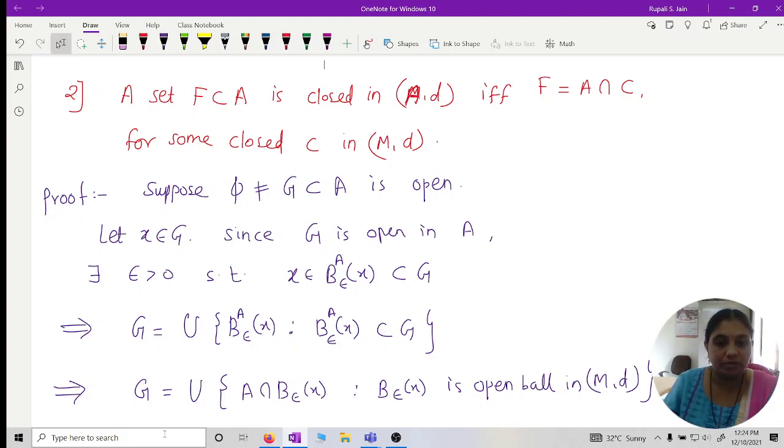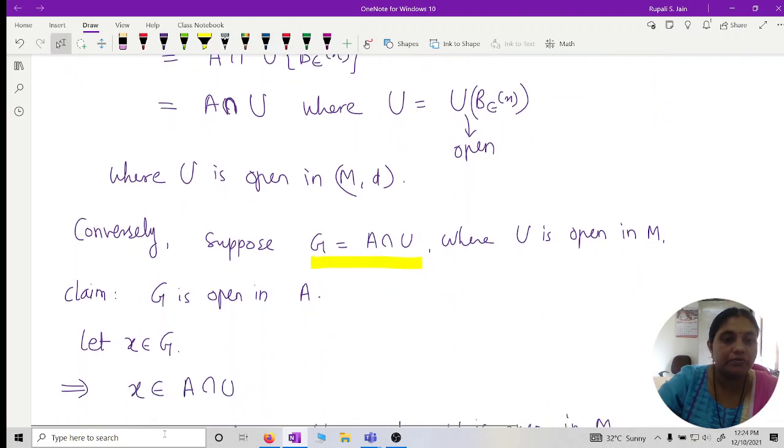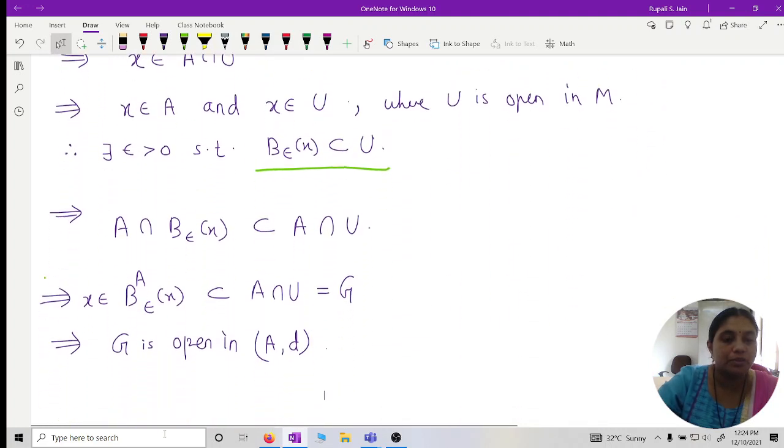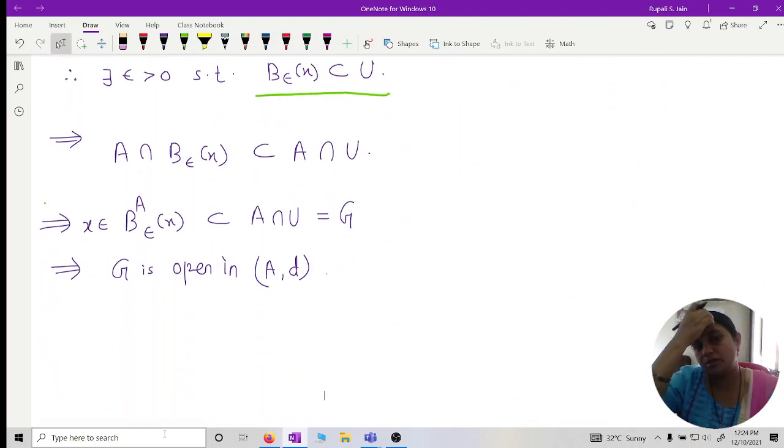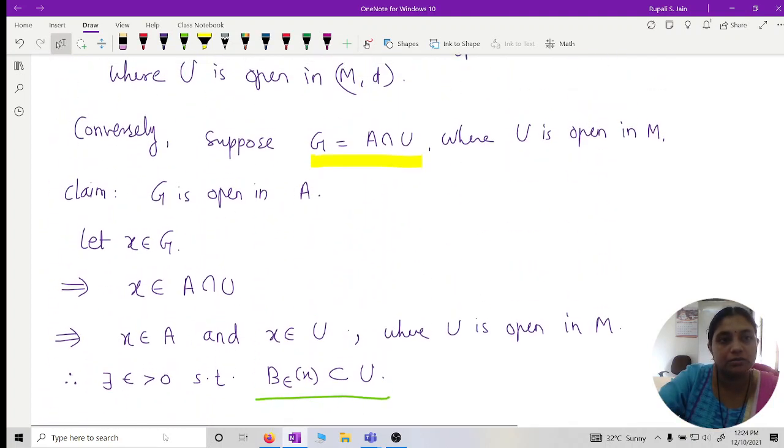Yes, ma'am. Okay, so the second part you take as homework. Using the first, you can easily prove it. For the second part, you just have to take the complement of that. Second homework: I will write here, prove this.